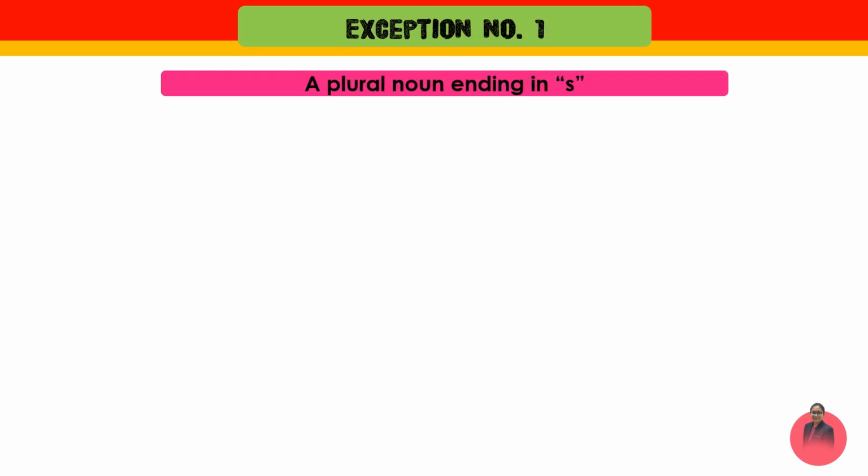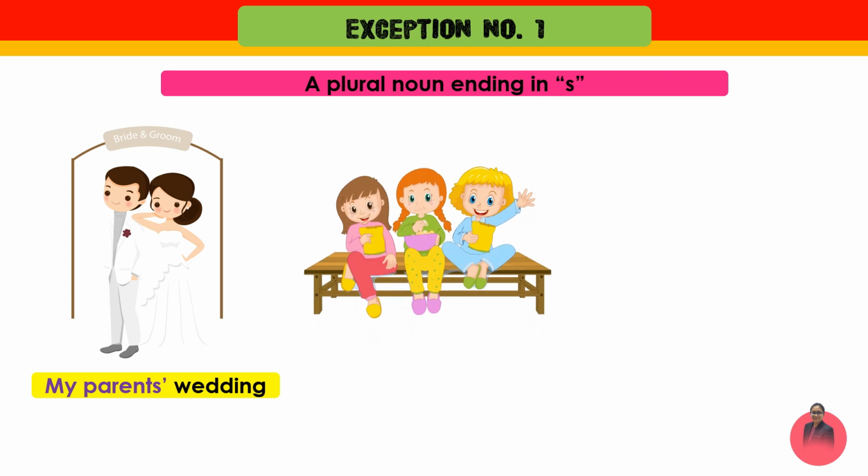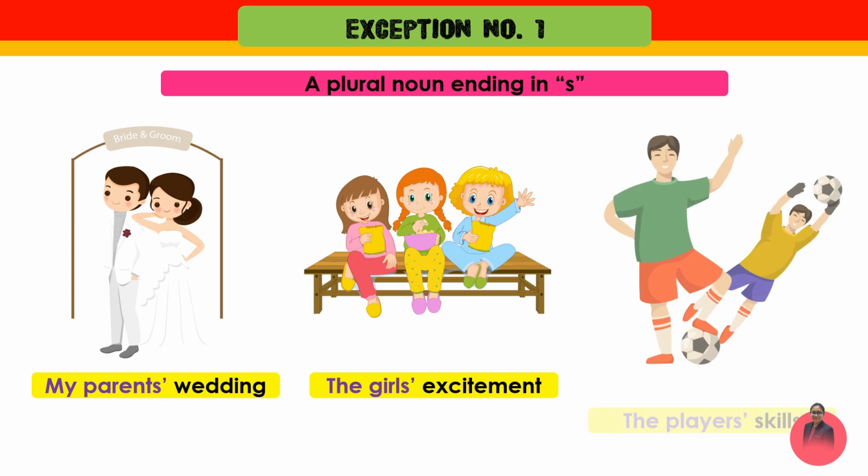However, in the use of possessive apostrophe S, there are a few exceptions that we need to note down. The first one is with the use of plural nouns ending in S. For plural nouns ending in S, we only need to put the apostrophe after the plural noun. For example, my parents' wedding, the girls' excitement, the players' skills.